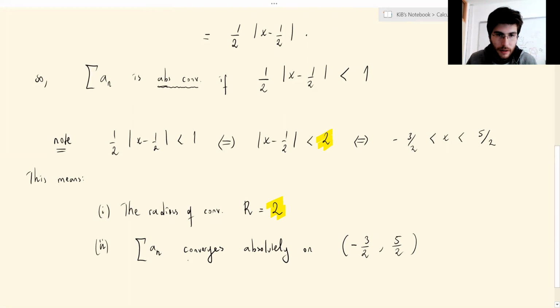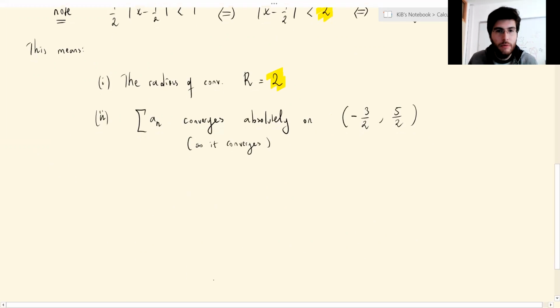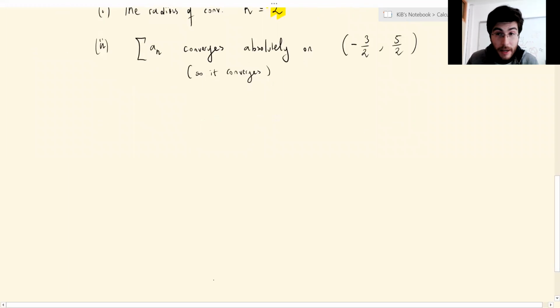Maybe I should write it down. So for sure we have convergence behavior on this open interval, but we need to be careful. We need to check the endpoints. We may have convergence behaviors at the endpoints, so we also need to check the endpoints.